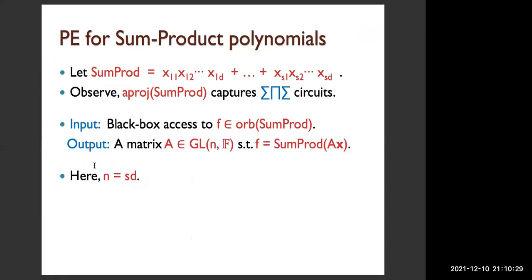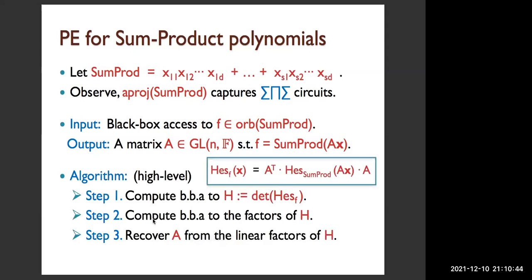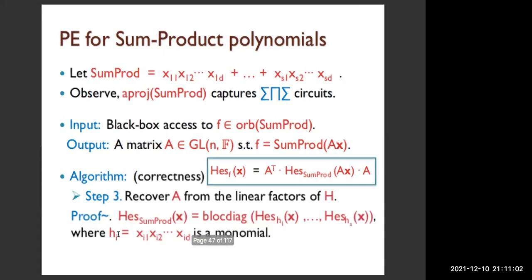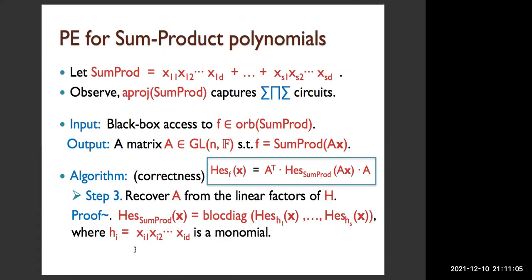So the problem is the following: given access to f, which is in the orbit of the sum product polynomial, can we recover the transformation A? N again here is s times t, because there are s monomials, each having d variables. It turns out that exactly the same algorithm that worked for the power symmetric polynomial works here. Why is that? Again, we have to argue the correctness of the third step. Is it true that here too the Hessian will factorize into powers of linear forms, the linear forms that we're trying to find? It turns out that it does.